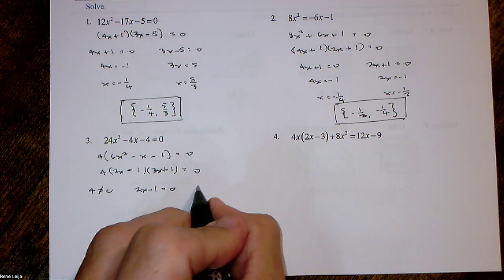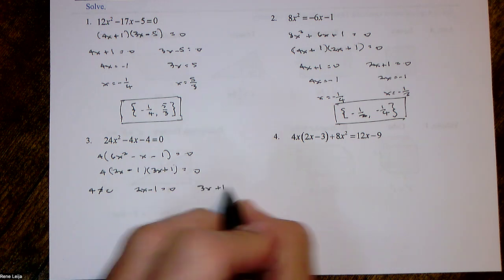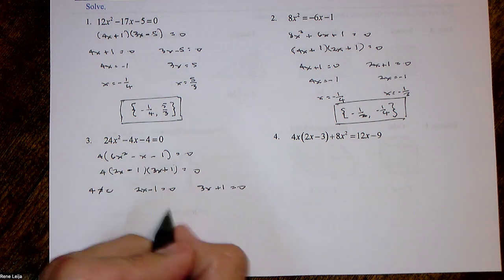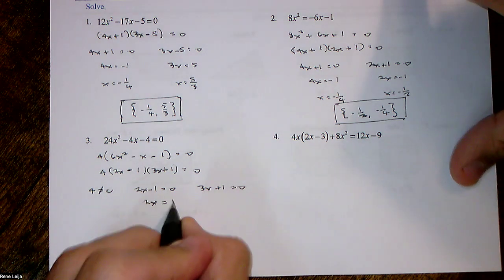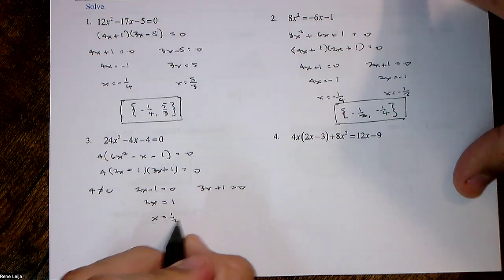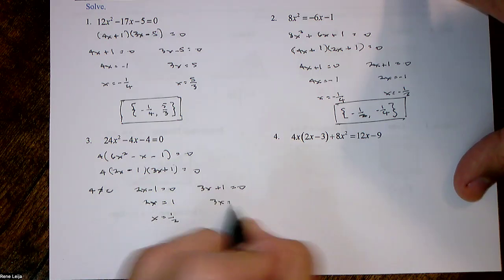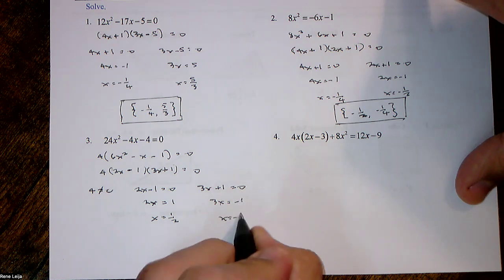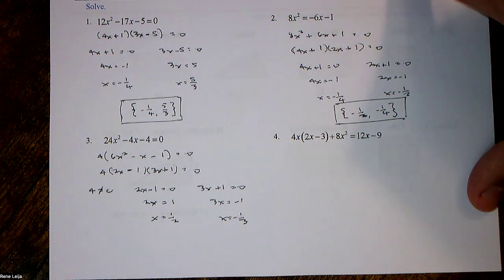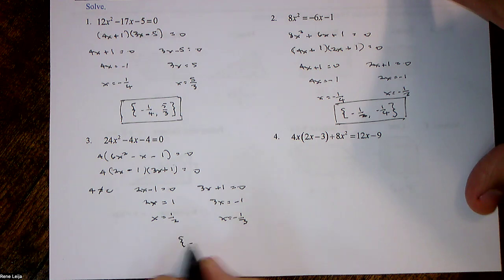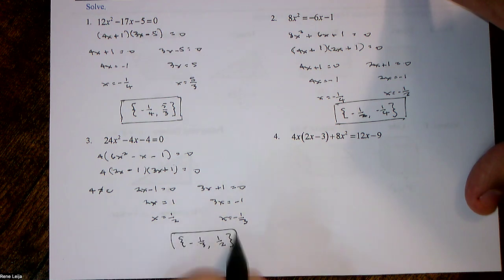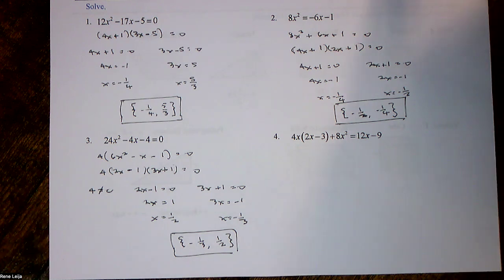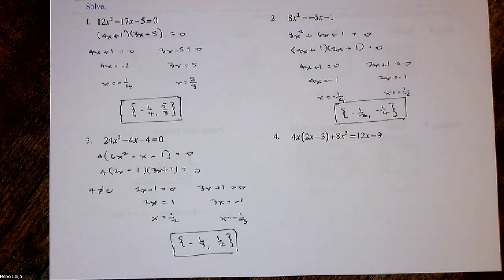And then I set these other factors equal to 0. And then I solve. X equals negative 1/3. Okay, so negative 1/3 and 1/2. And here are your two solutions. Okay. All right. Now, number 4.